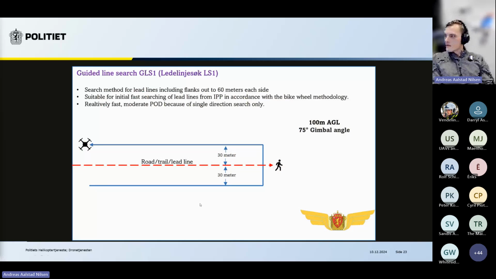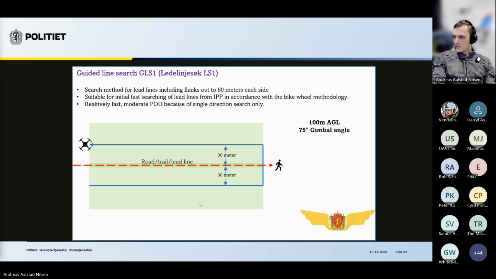In order to search these guiding lines, we use a guided line search 1, and the number 1 indicates that the terrain is viewed from one angle at only one time. We do this by starting on one side of the road and covering the road out to 60 meters out from the road. And then we cross over to the other side and do a search on the return. And we use the 75-degree gimbal angle and start out with a flight altitude of 100 meters. It's relatively fast, but it's not the most accurate search because it only looks at the terrain from one celestial angle.